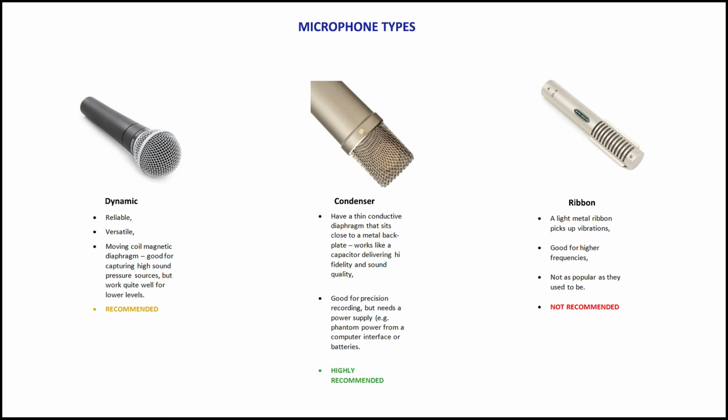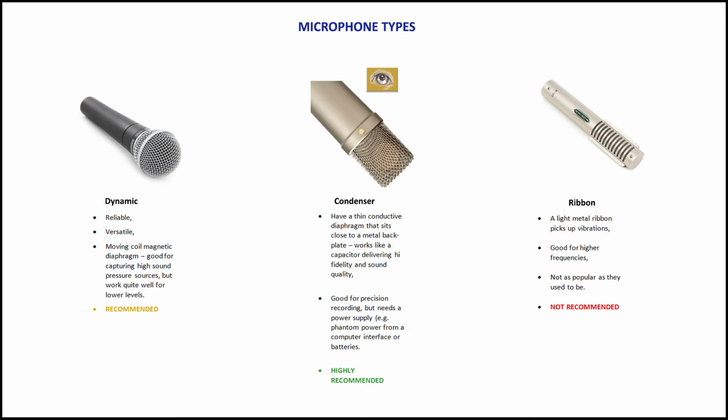There are 3 types. Firstly, there are dynamic microphones with their moving coil magnetic diaphragms, which are a versatile standard type. I can recommend these for narration. Secondly, there are condenser microphones that have thin conductive diaphragms that deliver high fidelity and excellent sound quality.